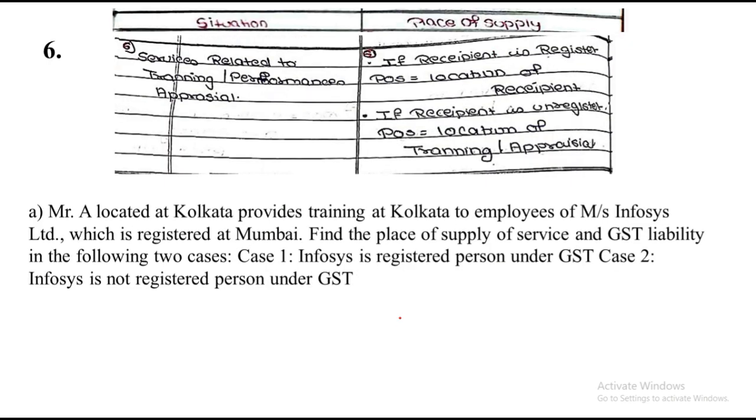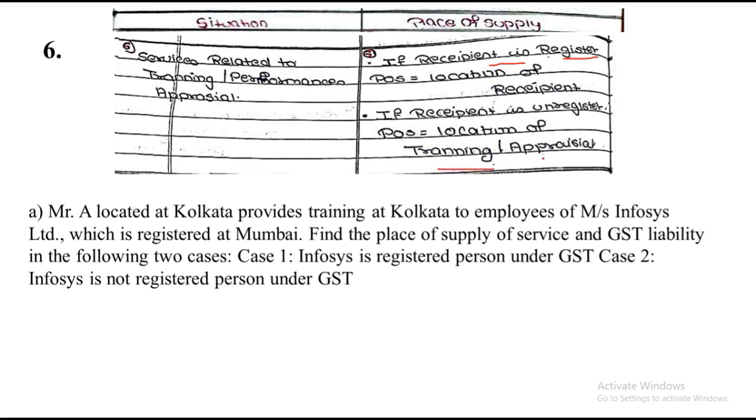Next, six, services related to training or performance appraisal are very important. Whenever any service has been provided for training purposes, there are two rules. If your recipient is registered, then POS will become the location of the recipient. And if the recipient is unregistered, then the location of the training will be your place of supply.